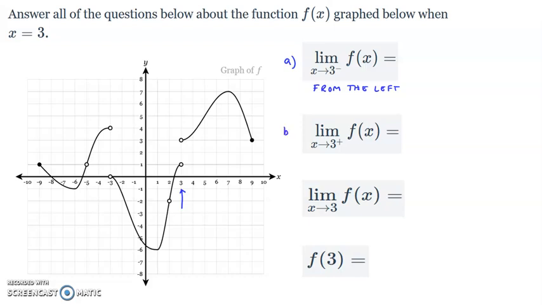And for part B, we're going to be taking a look at this graph of f of x, and we want to take a look at what happens as we go towards 3. This time you see the plus sign up there. That means we're going to be coming from the positive side or from the right.